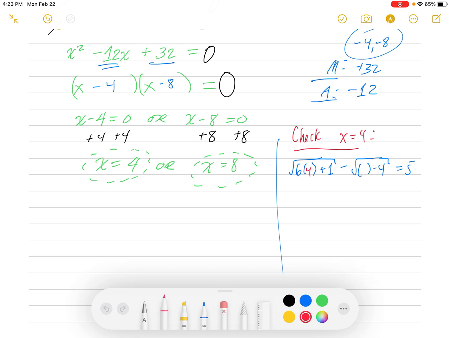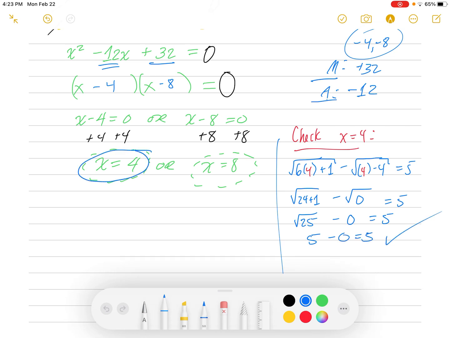So you plug in 4 for x, the blanks, and you get the square root of 24 plus 1 minus the square root of 4 minus 4, which is 0. Is that equal to 5? Well, that means you have the square root of 25 minus the square root of 0 equals 5. In other words, the square root of 25 is 5. So you get 5 minus 0, which is 5. That checks. So the first one works. 4 works.